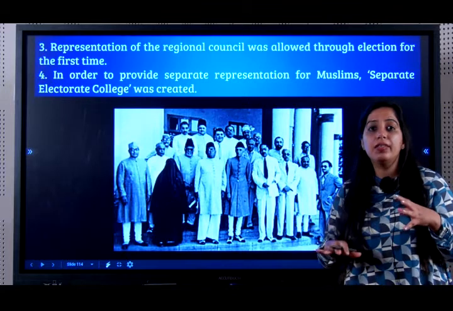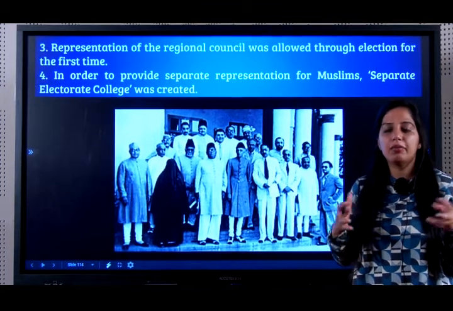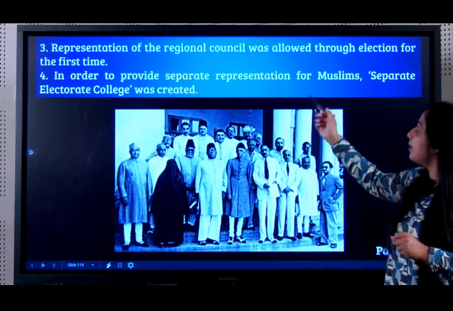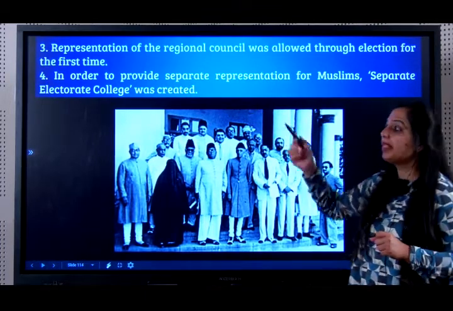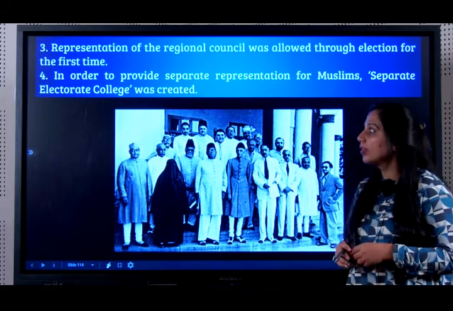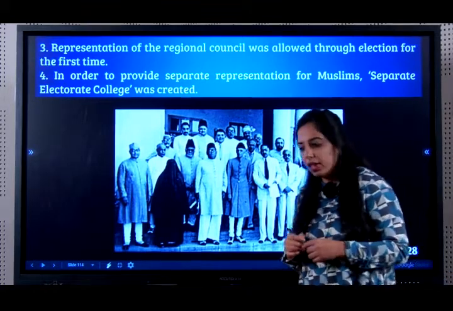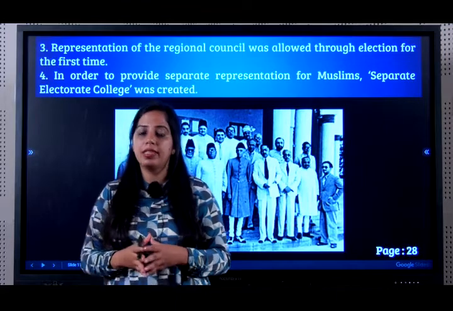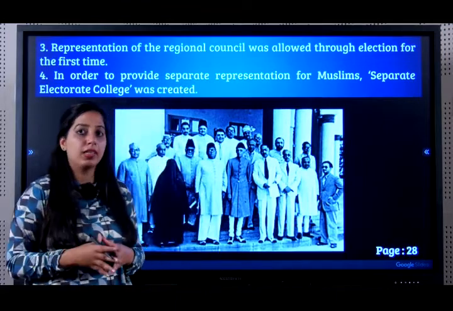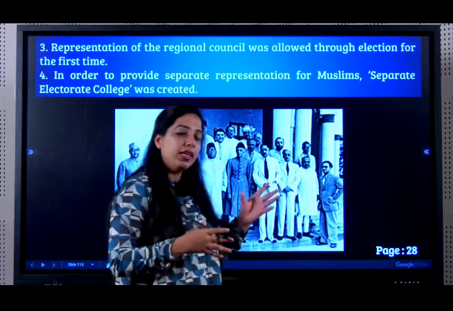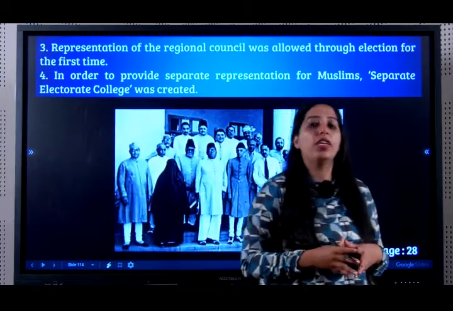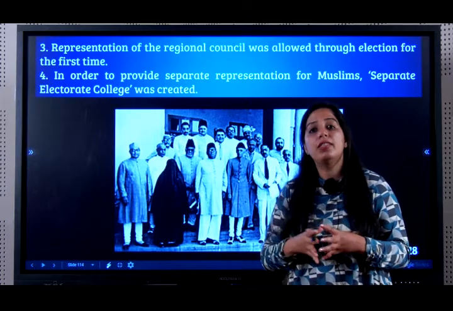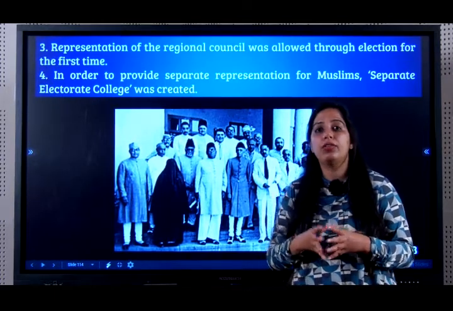You can compare it to the state government and the central government of today. In order to provide separate representation for Muslims, a separate Electorate College was created. What is this? So let's say there are more Muslims in the regions of Pakistan, Balochistan, in the region of East Bengal. So here they formed separate electorates.